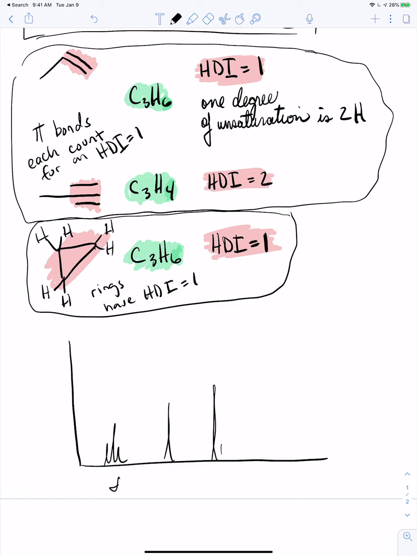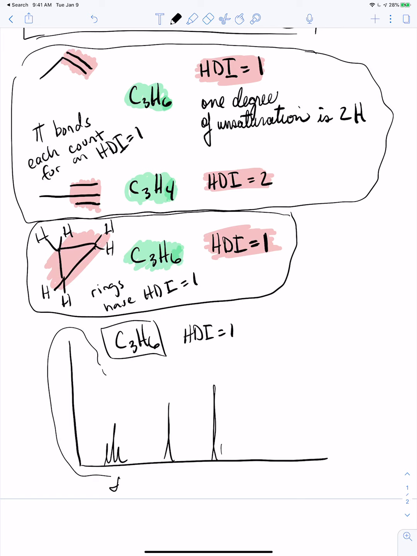But then at the top, usually you'll be given something like C3H6. And if you look in the book, they'll usually give you some other hints as far as what's going on there. But for C3H6, if you can say what the HDI is, so the HDI is equal to 1, this helps you hone in on what the potential structure is.